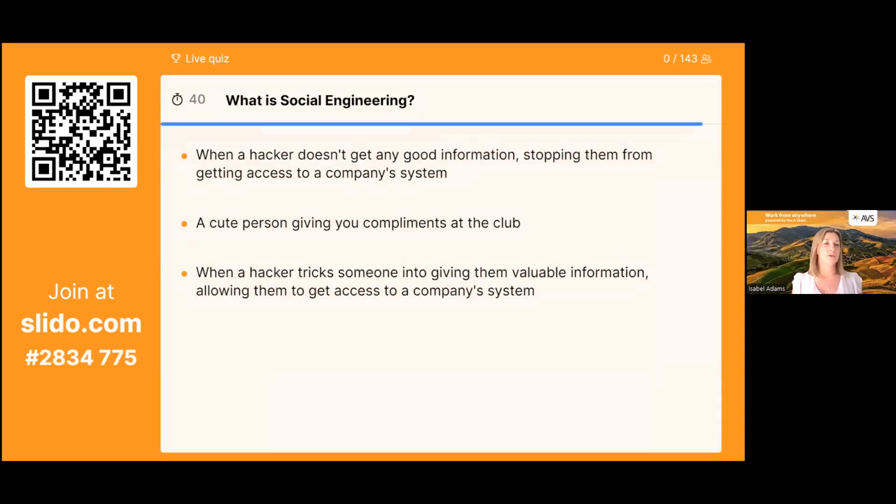What is social engineering? Is it when a hacker doesn't get any good information, stopping them from getting access to a company system? Is it a cute person giving you compliments at the club? Or is it when a hacker tricks someone into giving them valuable information, allowing them to get access into a company system? And we have 15 seconds to answer this final question for today.